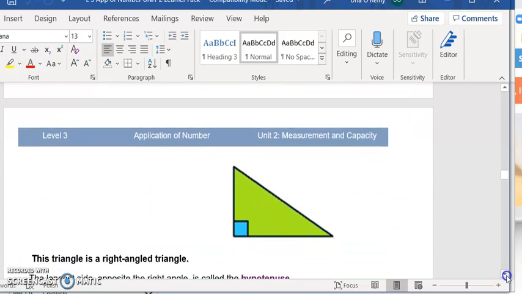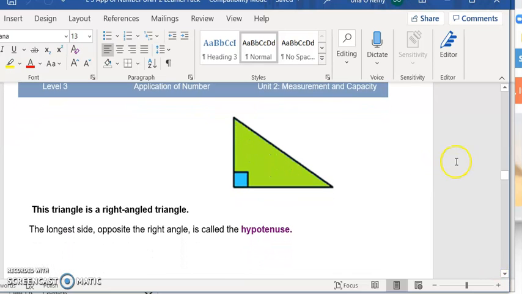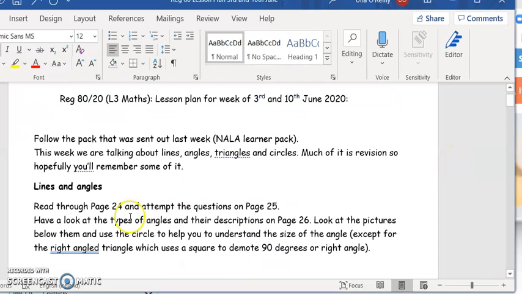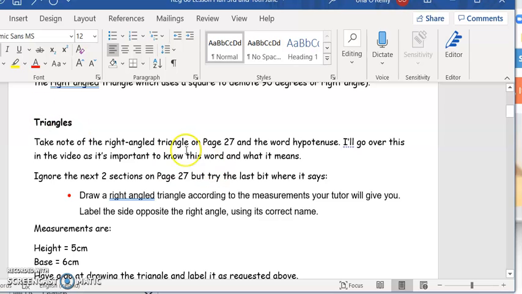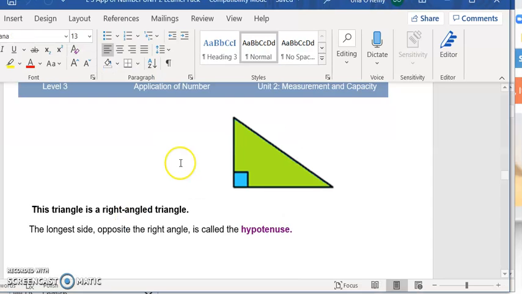Now, moving on to triangles. In our notes, it just says, done all that. It tells us, take note of the right angle triangle on page 27 and the word hypotenuse. I'll go over this in the video. It's important to know this word. So this triangle is a right angled triangle. You can see that there. There's our square to denote 90 degrees.